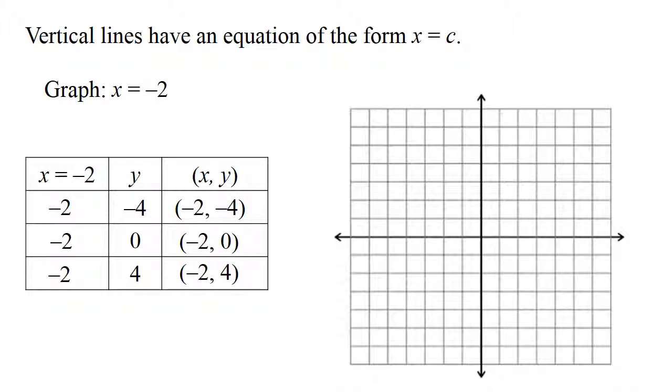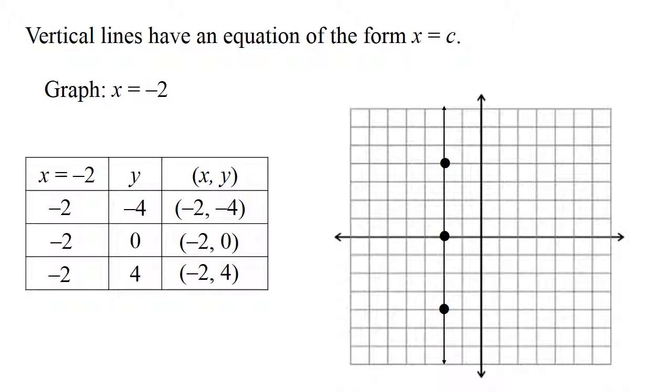So if I plot those, negative 2, negative 4 down in quadrant 3, negative 2, 0, that's on the x-axis, negative 2, positive 4, that's on quadrant 2, I see I get this vertical line. It's every point 2 units to the left. So x equals negative 2, every point where the x value is negative 2.